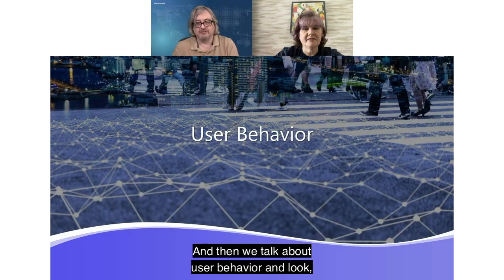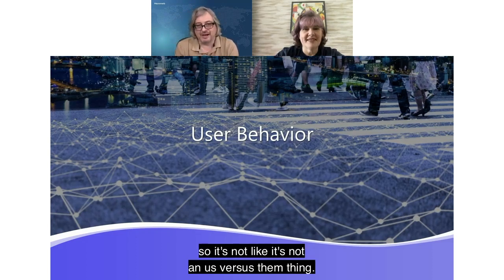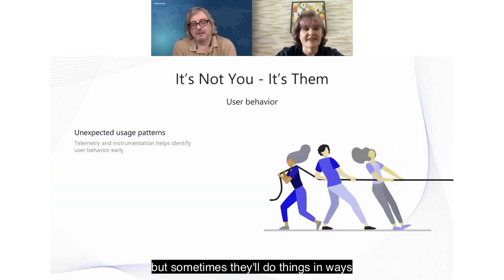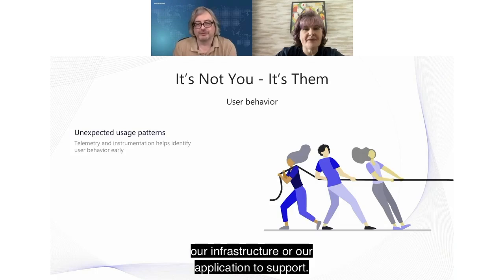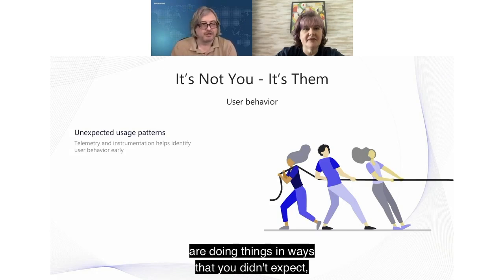And then we talk about user behavior. And look, it's easy to knock users and say, well, they're doing the wrong thing. But look, we want users, right? All of us are out of jobs if people don't use our products. So it's not an us versus them thing. We love our users. We want our users. But sometimes they'll do things in ways that we don't expect, or ways that we didn't architect our infrastructure or our application to support. And so unexpected usage patterns, it may be that your users are doing things in ways that you didn't expect.